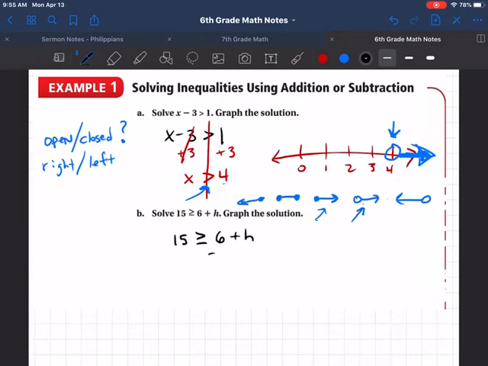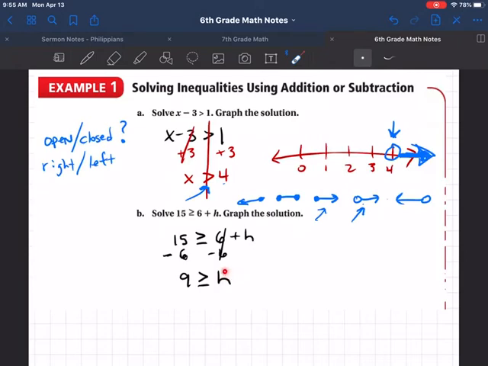So this is, like the last video, where you have to be kind of careful. So we're going to subtract 6 from both sides. 6 minus 6 leaves me with 0. And now I have an h, and then 15 minus 6, which is 9. And now, again, you have to start by looking at your variable. So this is saying 9 is greater than or equal to h, right?